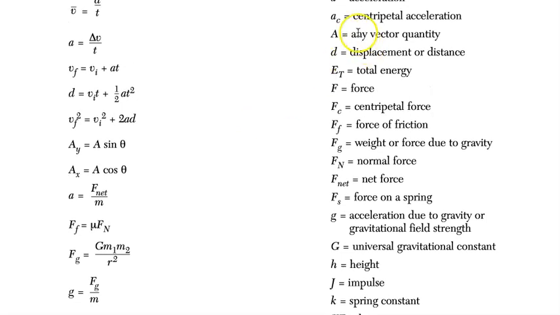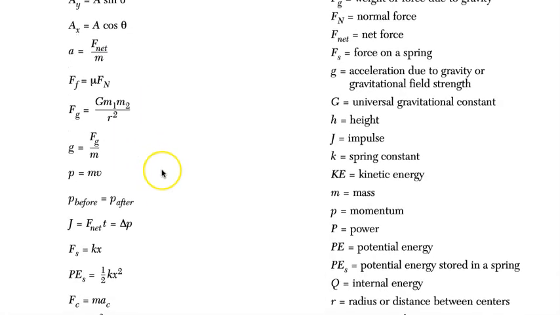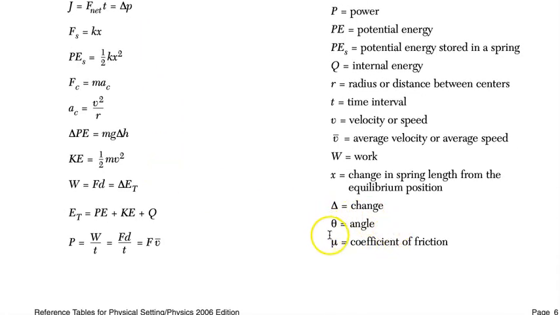A in this case stands for any vector quantity. So that could be a velocity, it could be a displacement, it could be a force, basically anything that's labeled on an arrow. Ay and Ax are supposed to represent the vertical and the horizontal components of that vector. Sine and cosine are just buttons on your calculator, and theta represents angle, and that's shown right here.